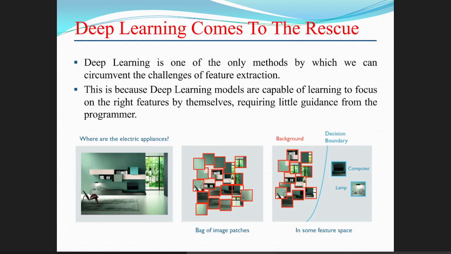So deep learning algorithms come to the rescue for this knowledge extraction, right? Deep learning is one of the only methods by which we can circumvent the challenges of feature extraction. This is because deep learning models are capable of learning to focus on the right features by themselves, requiring little guidance from the programmer, right?